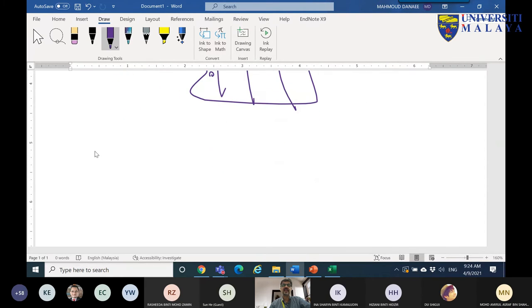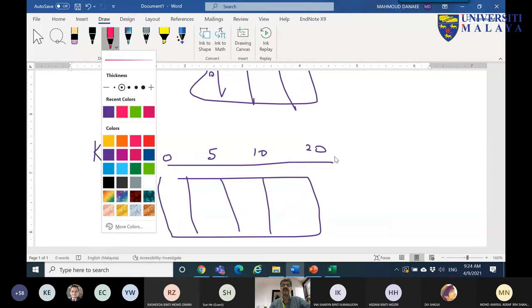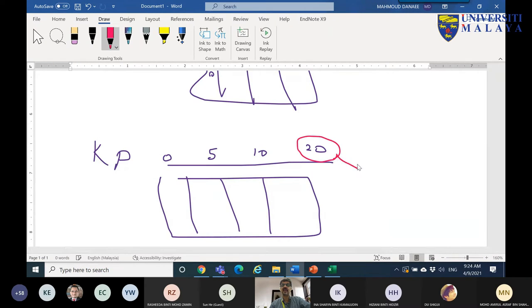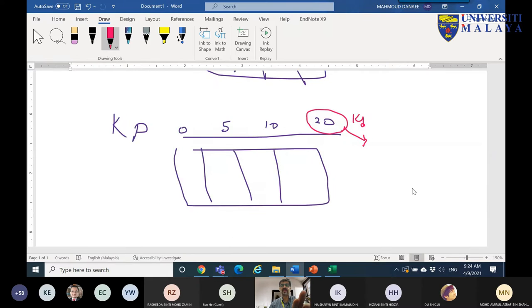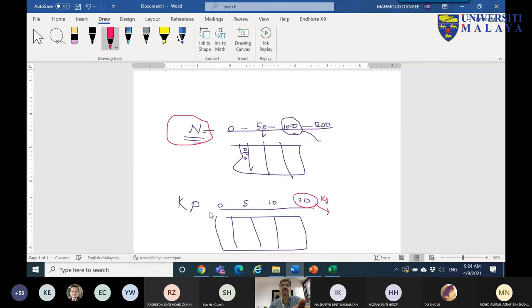And after this, he applied another fertilizer, which was potassium, if I'm not mistaken, or phosphorus. And for that phosphorus he also applied, for example, 3 levels, 5 kg, 10 kg, and 20 kg. And then he ran another study and analyzed this data, and the results found that the best performance belonged to the 20 kg.